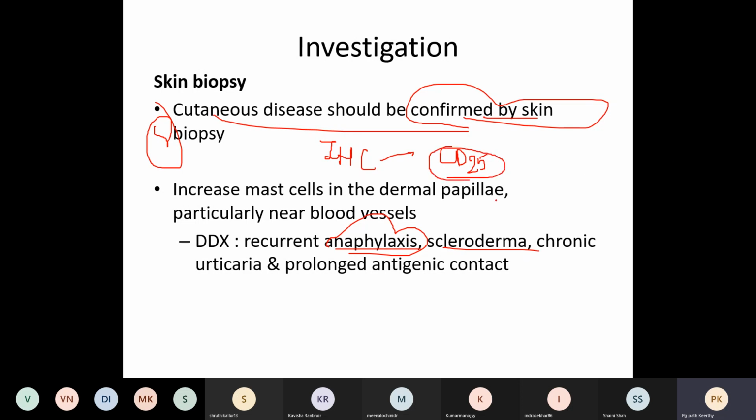That is your CD25, because obviously your CD34 and CD117 will also be positive in mastocytoma or also in your allergic conditions. But these are the normal ones, so they don't express your aberrant CD25. Correct? So that will be expressed in your mastocytosis. That you should be aware of.